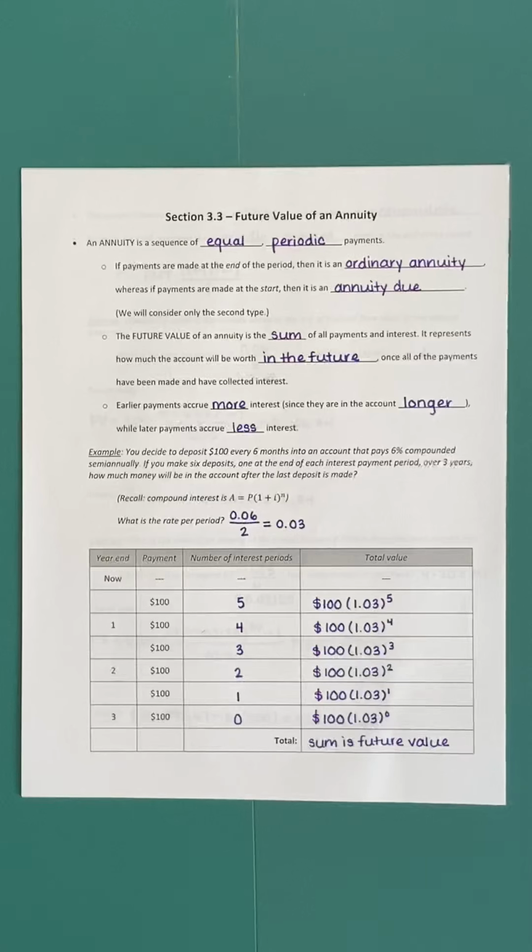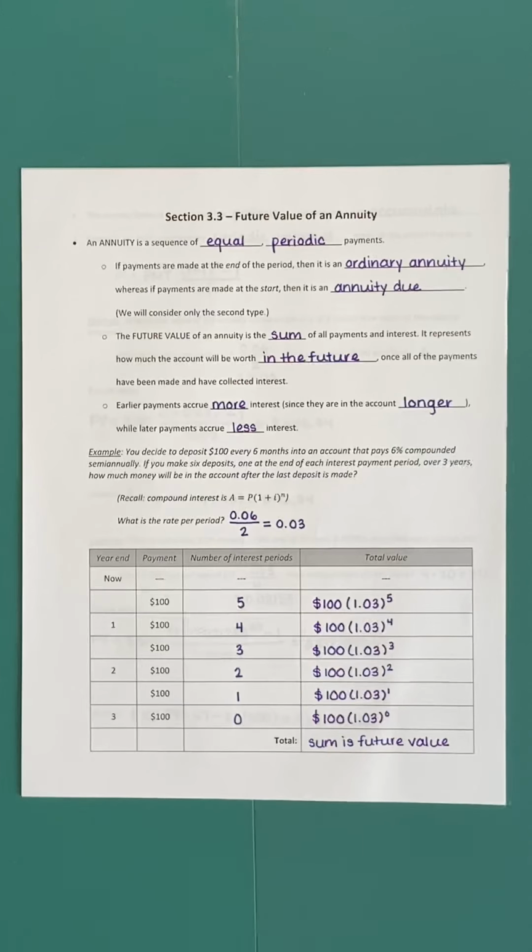Now, what we're going to focus on in this section is what we call the future value of the annuity. The future value of this sequence of payments is going to be the sum of all the payments that we make and then all of the interest that is accrued on those payments. The reason we call it the future value is because it represents what the account will be worth in the future once all of the payments have been made and once we've collected all the interest that we're owed on this account.